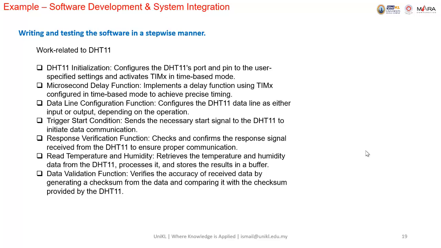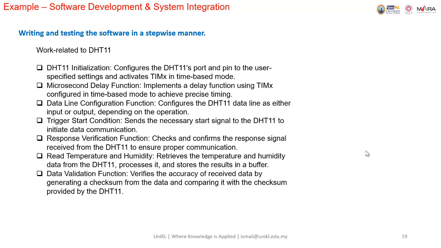And then data validation function, read temperature and humidity. So the data 64 complete. The data is 16 plus 48. Data is 48 bits, which is the low temperature, high temperature, 16 bit. Then we have another 8 bit for the high and low humidity, and then the checksum.